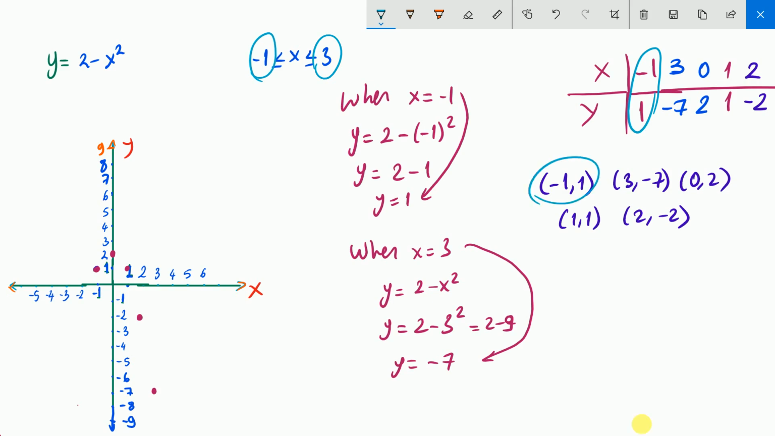The last one is 3. 3 tells us to find y. So it is 3 and -7. So it's gonna be our ending point, 3 and -7. You see here, our starting point is -1 and 1.